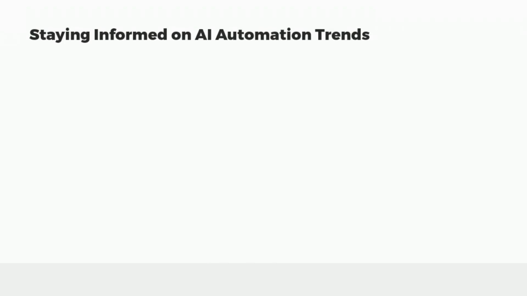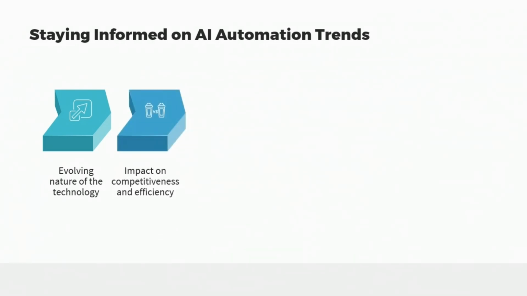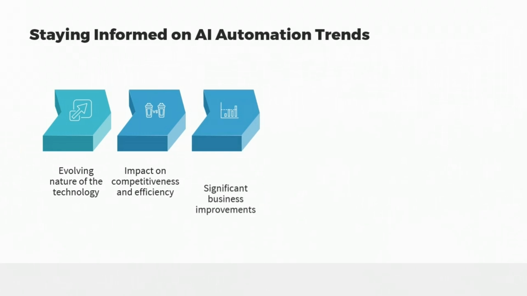Keeping abreast of AI automation trends is really important for organizations that are aiming to remain competitive and efficient in a rapidly evolving landscape. Recognizing that AI automation is continuously advancing, with new capabilities and applications emerging regularly, is important. It's also important to understand the profound impact that AI automation can have on enhancing competitiveness and operational efficiency within organizations. Another reason to stay informed is acknowledging the potential for AI automation to drive significant improvements in various aspects of business operations, from cost reduction to revenue growth.